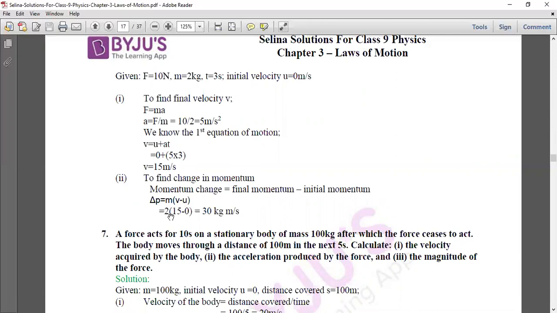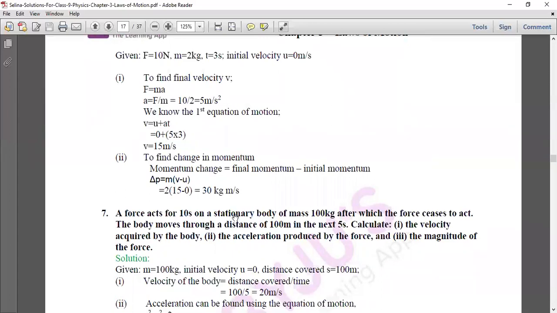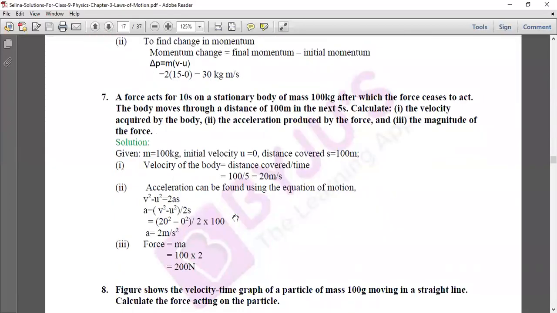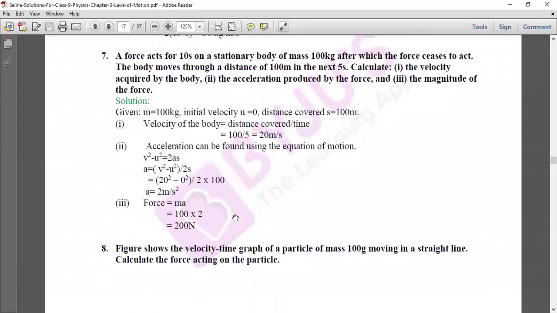So therefore m is 2 kg. V, that is final velocity, is 15 meter per second minus initial velocity, which is 0. So if we simplify this, we will get 30 kg meter per second. So next we have the seventh numerical.